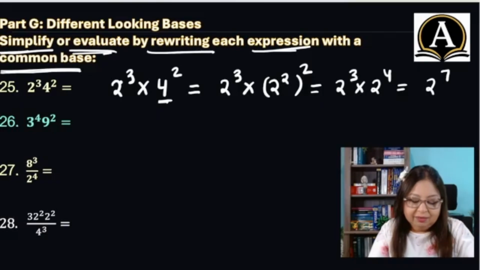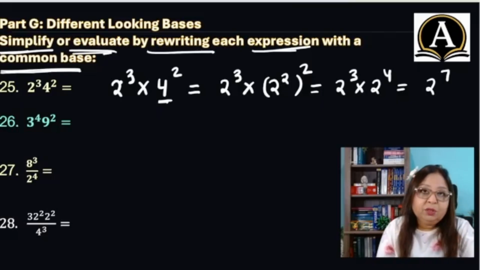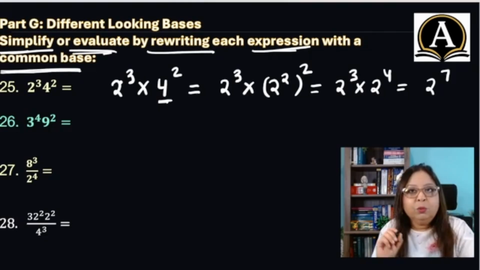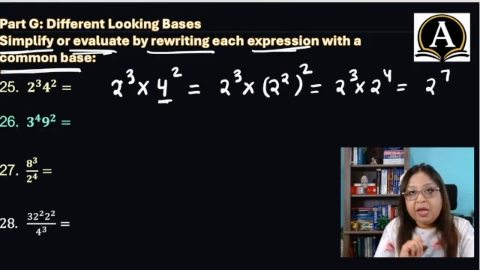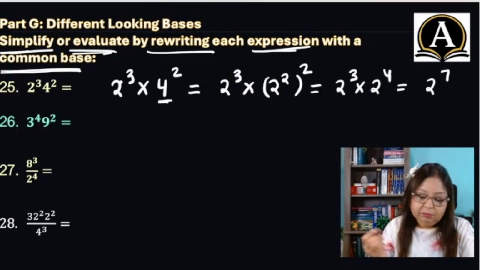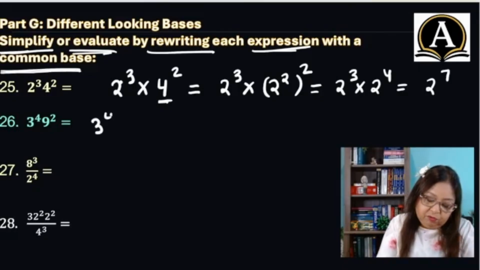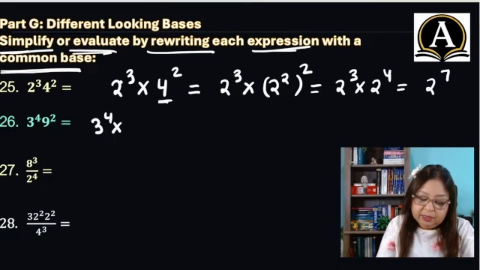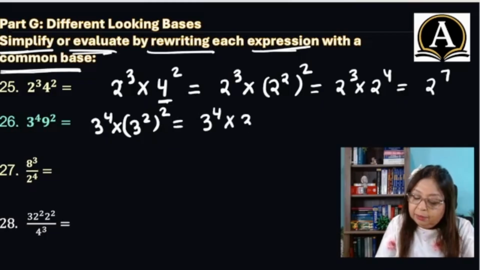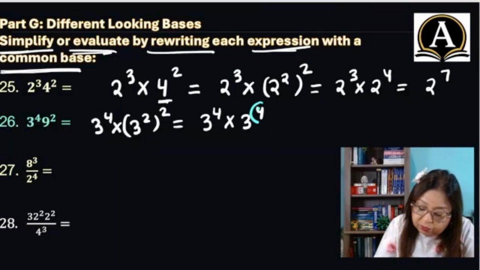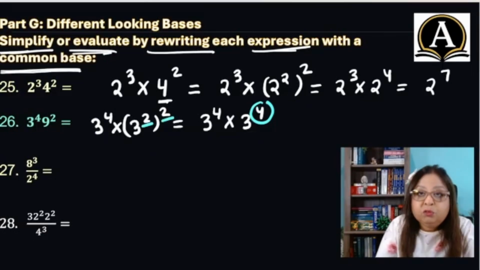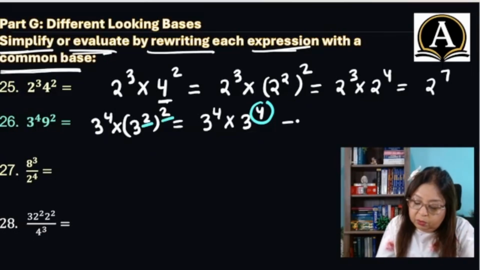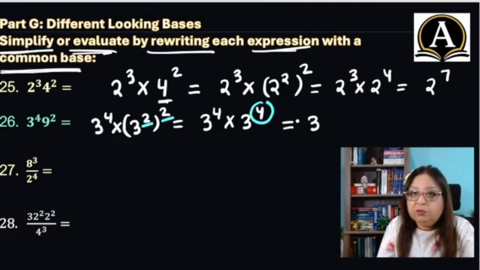Moving on to number 26. 3 to the power 4 times 9 to the power 2. Hopefully you all know which of the two bases, 3 or 9, can be written in terms of the other. So we have 3 to the power 4 times 9 squared. 9 can be written as 3 squared. And this is now squared. So what do we get? 3 to the power 4 times 3 to the power 4. This 4 here is coming by multiplying these two 2's. What do we get? 3 to the power 4 plus 4 is 3 to the power 8.